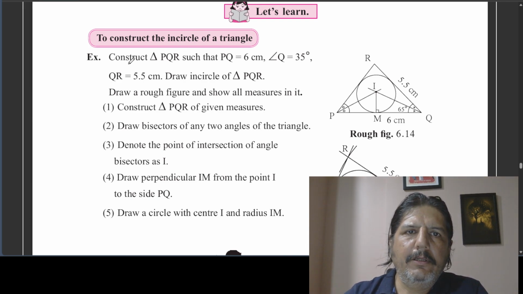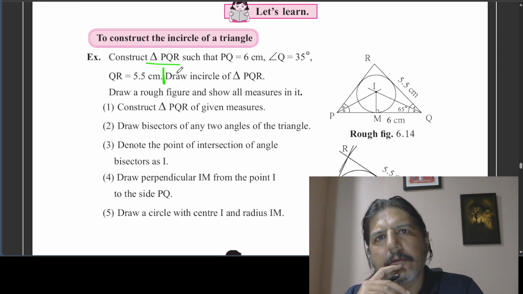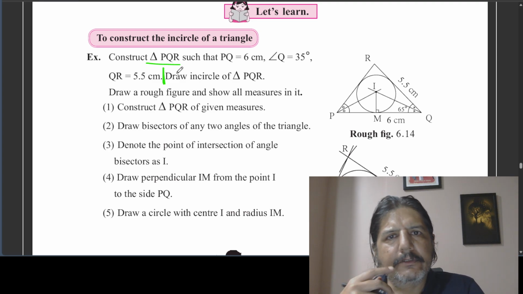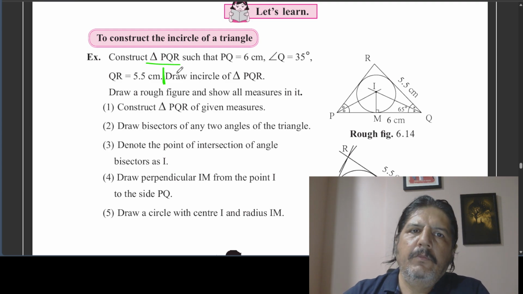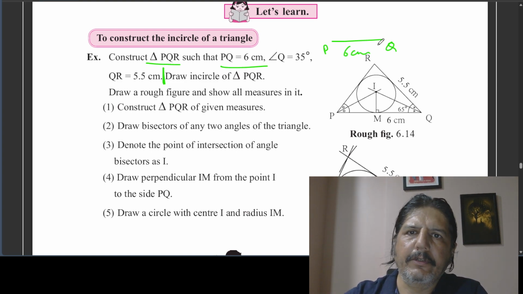So for example, this is how the question would be. Construct a triangle PQR. Usually the first part of these questions is that you have to draw the triangle first. And I always suggest to my students that first draw a rough figure, then start with the compass, etc. So construct triangle PQR so that PQ is equal to 6 centimeters. So always draw a rough figure. PQ is 6 centimeters.